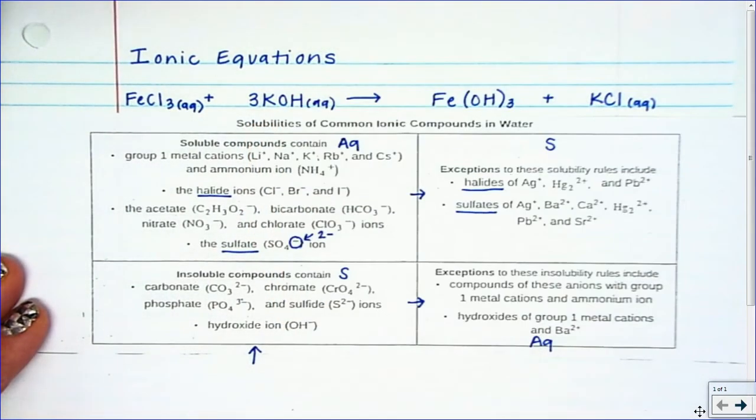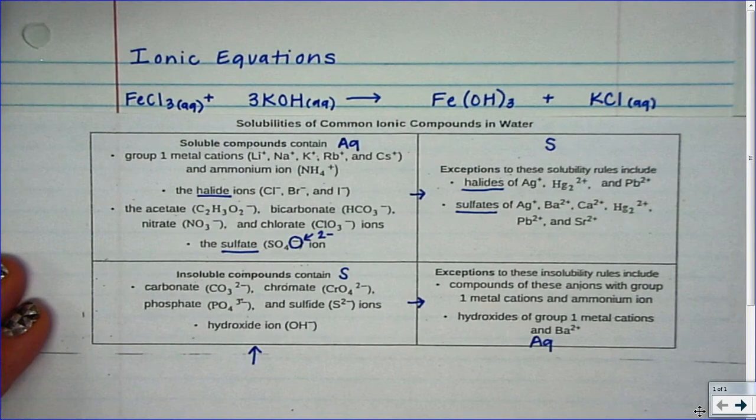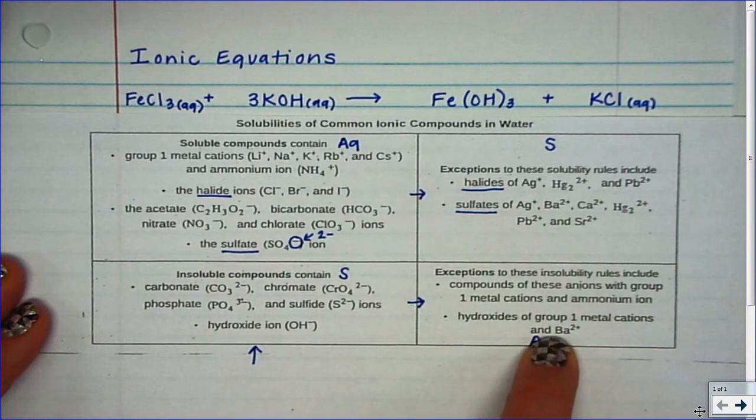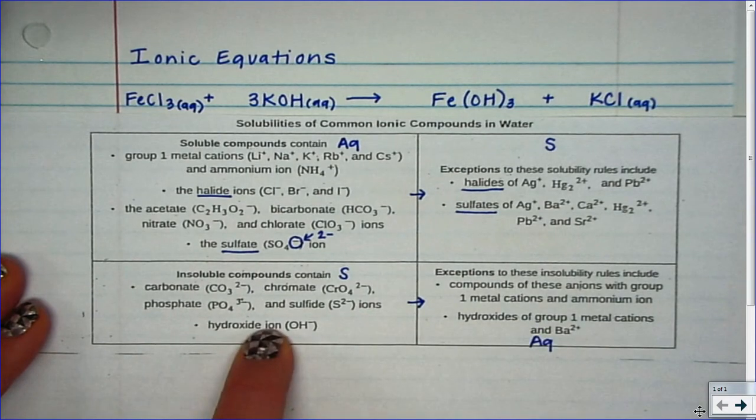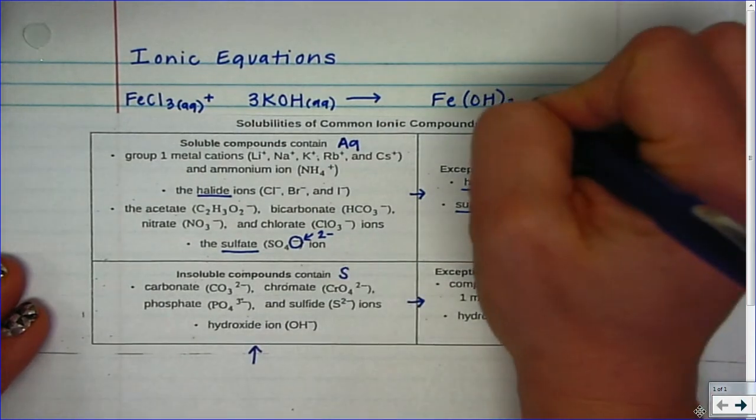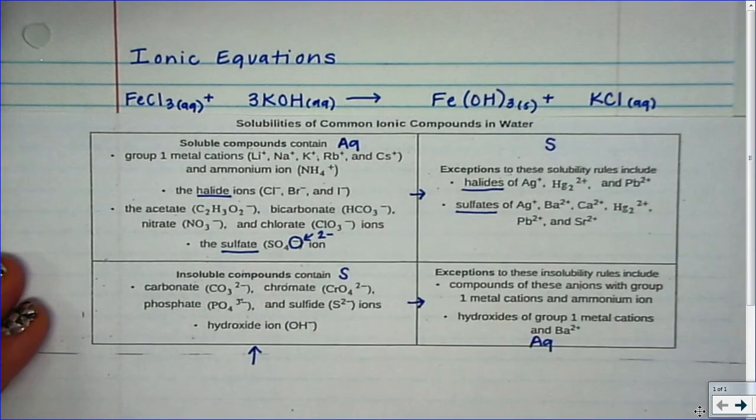Now by a process of elimination, that means that iron hydroxide should be our solid, but let's go ahead and confirm or deny that assumption. So we have a hydroxide. Going back over here, we do not have a group 1 metal and we do not have barium. So if our answer to this box is no, we want to come back to the first box, which is saying that this is the one that is insoluble or gets the notation of a solid.